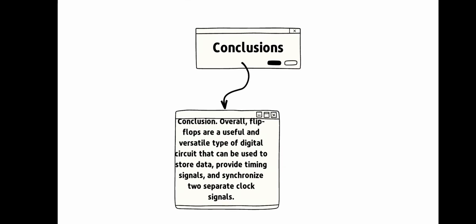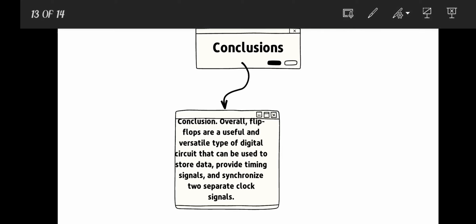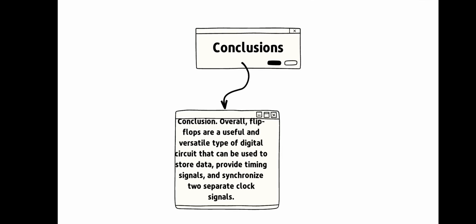Finally, overall, flip-flops are a useful and versatile type of digital circuit that can be used to store data, provide timing signals, and synchronize two separate clock signals.